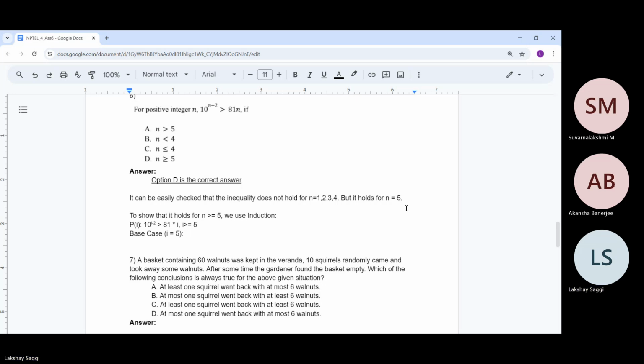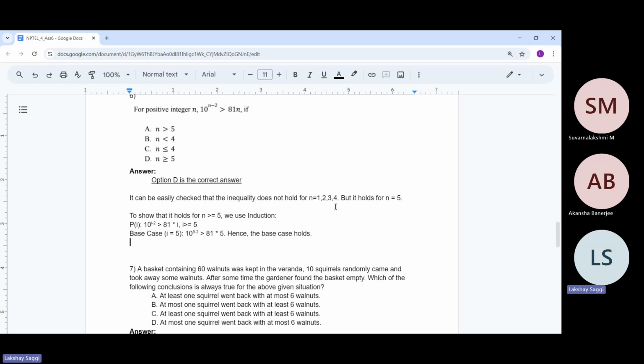So 10 raised to the power 5 minus 2 will be just 1000. So 10 raised to the power 5 minus 2 is greater than 81 times 5. Hence, the base case holds.